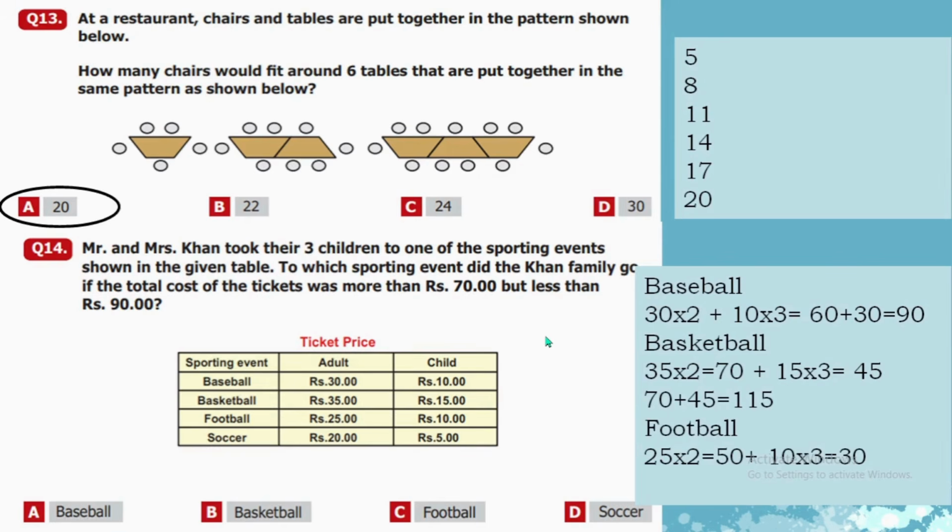Now let's do the calculations for football. 25 for one person and multiplied by 2 is 50, and there are 3 children, so 10 threes are 30. So when we add the values, 50 plus 30, the answer is 80. So yes, it is our answer because it lies between the range of 70 and 90. So C, football, is the correct option.